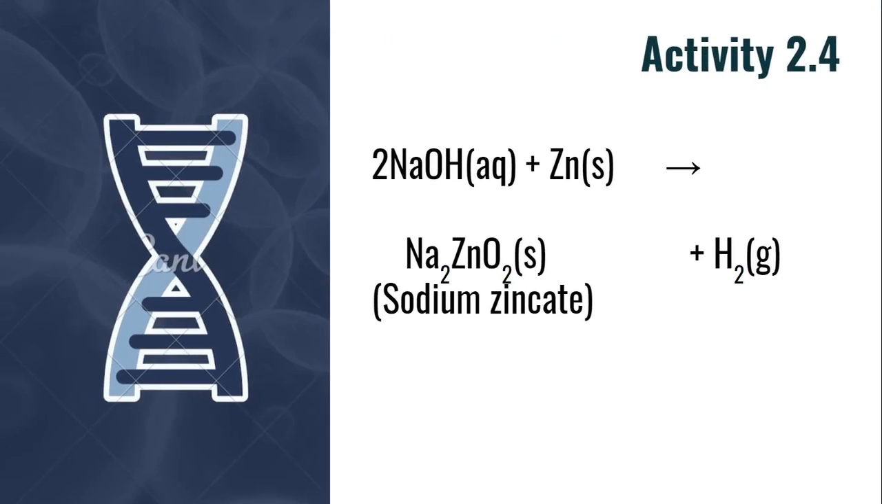The observation will be the same. We get base plus metal gives salt plus hydrogen gas. Here you can see our base is sodium hydroxide, NaOH. Then we have added the zinc granules, which is a metal. Then we are getting the salt, which is sodium zincate, and we get hydrogen gas. So that is a reaction between base and metal. Base plus metal gives salt plus hydrogen gas.